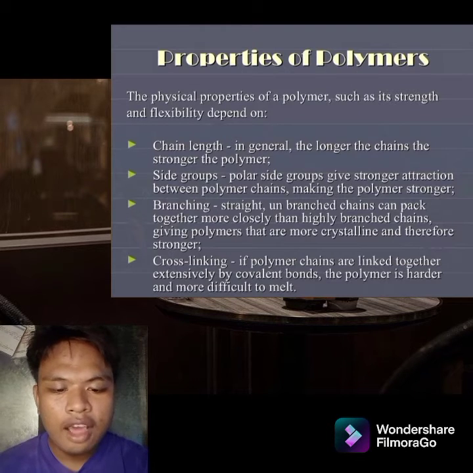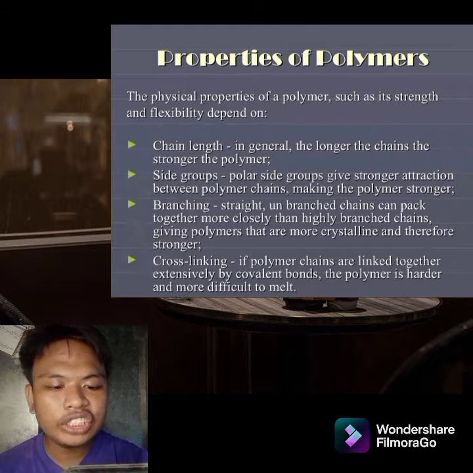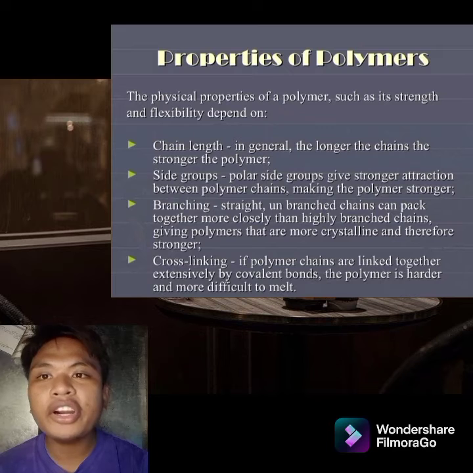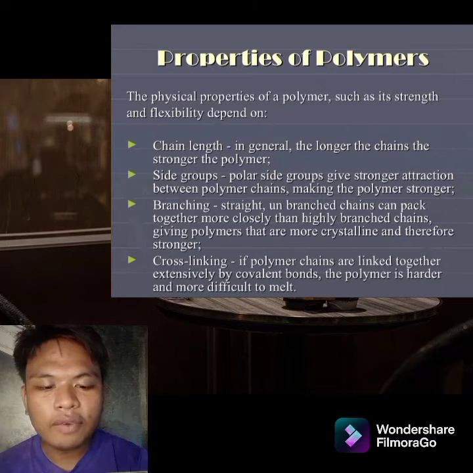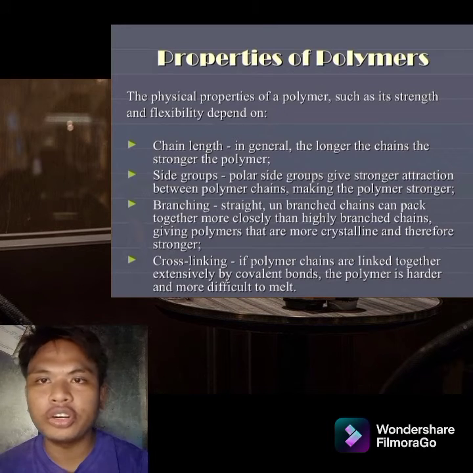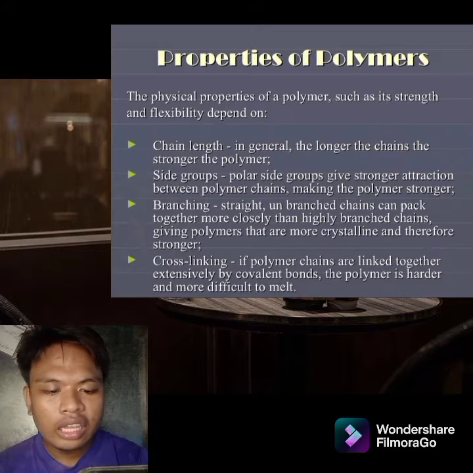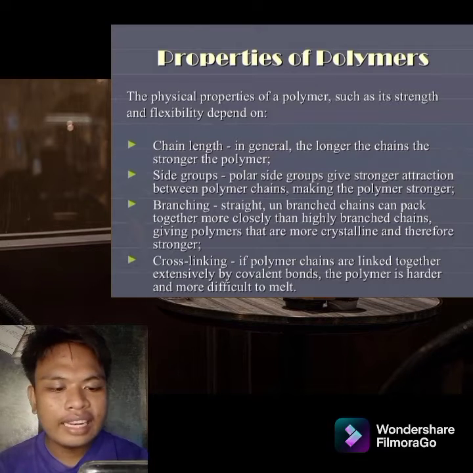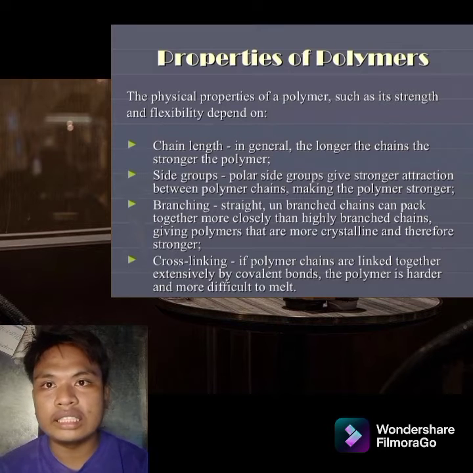The third one, branching. Unbranched chains can pack together more closely than highly branched chains, giving polymers that are more crystalline and therefore stronger. And last, cross-linking. If polymer chains are linked together extensively by covalent bonds, the polymer is harder and more difficult to melt.